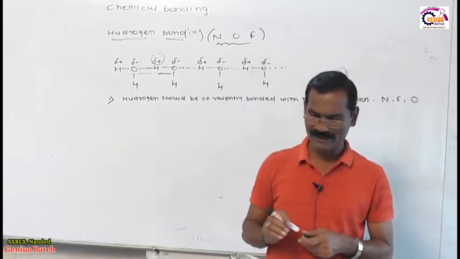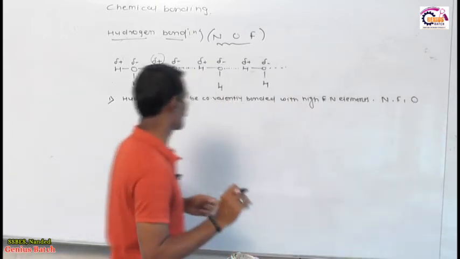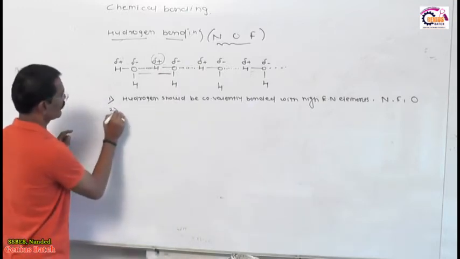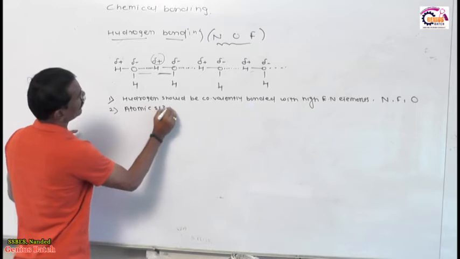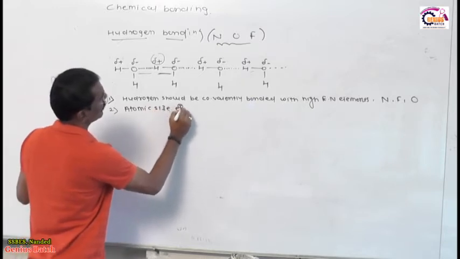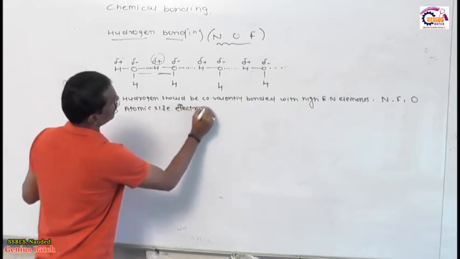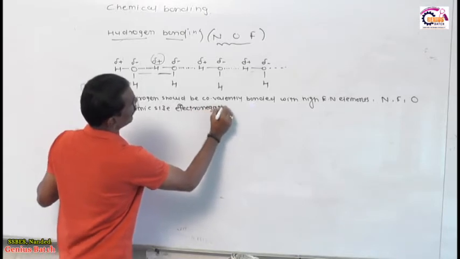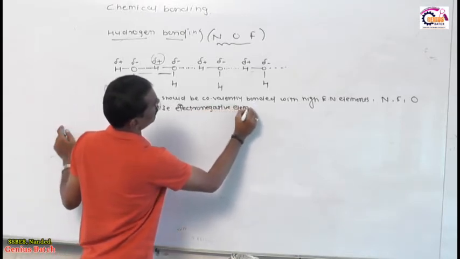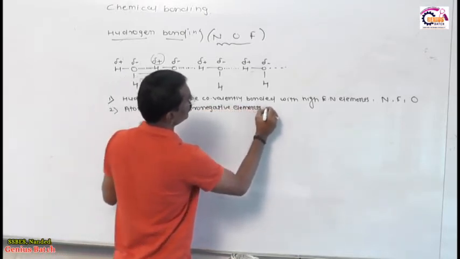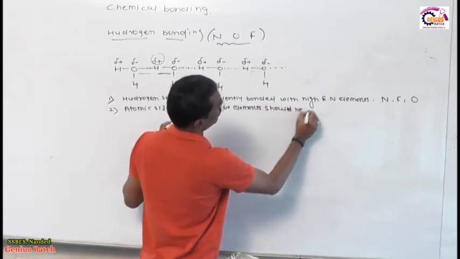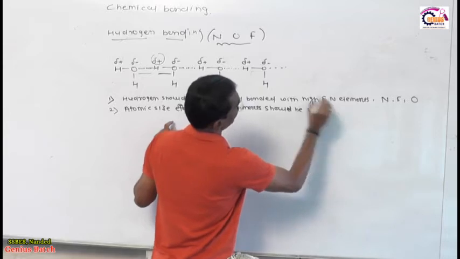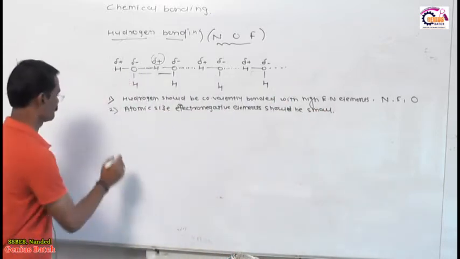Atomic size of the electronegative element should be small. See, second point, listen very carefully. Atomic size of the electronegative element should be what? Should be small. उसकी size कम होनी चाहिए. Atomic size of the electronegative element should be small.